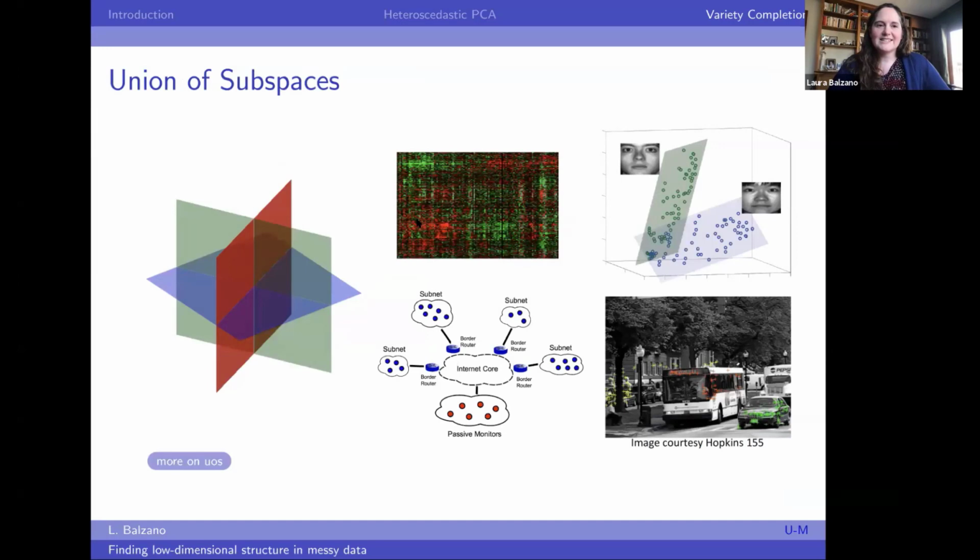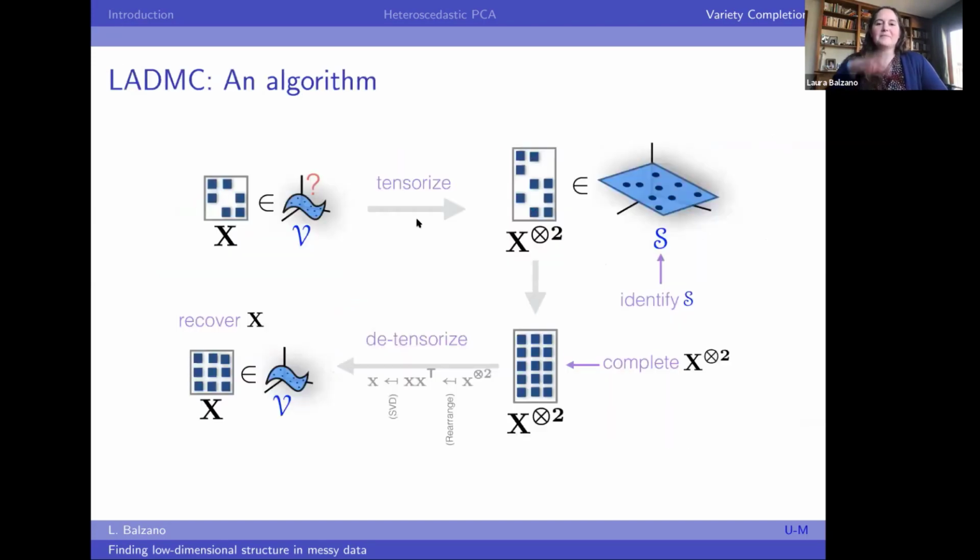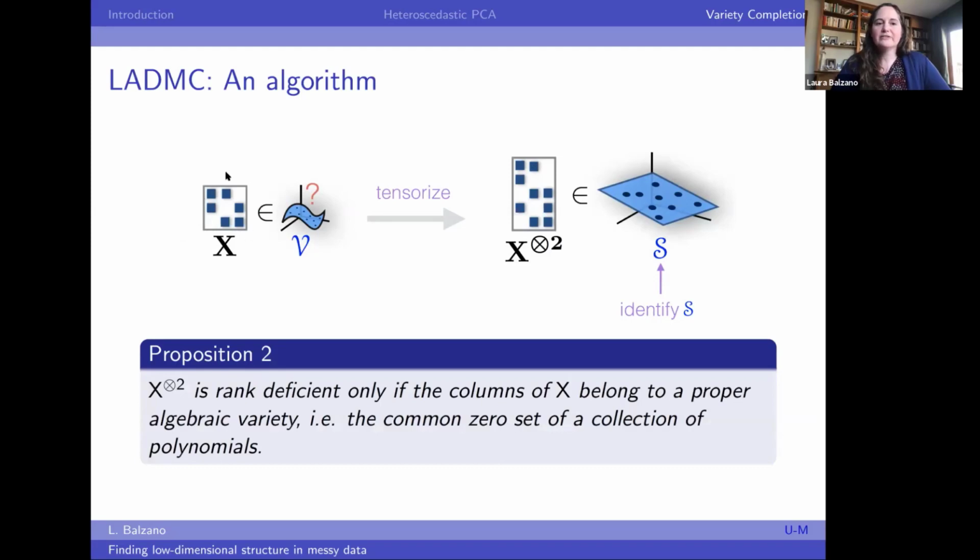There's a lot of really interesting models that fit into nonlinear algebraic varieties. One of them is the union of subspaces, which is extremely applicable in many really interesting problems. Okay, and here's the high-level slide. What we discovered, and one of the key findings of our work, is to say, if you have your original matrix that lies on some low-dimensional nonlinear variety, and you tensorize it using some polynomial lifting kernel, so in this case, all degree 2 monomials, then it turns out that this lifted matrix is rank deficient when the columns of the original matrix belong to a proper algebraic variety, okay?